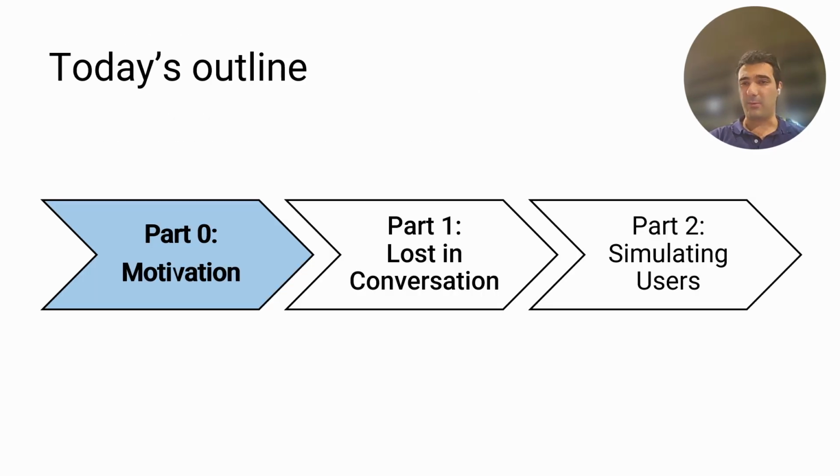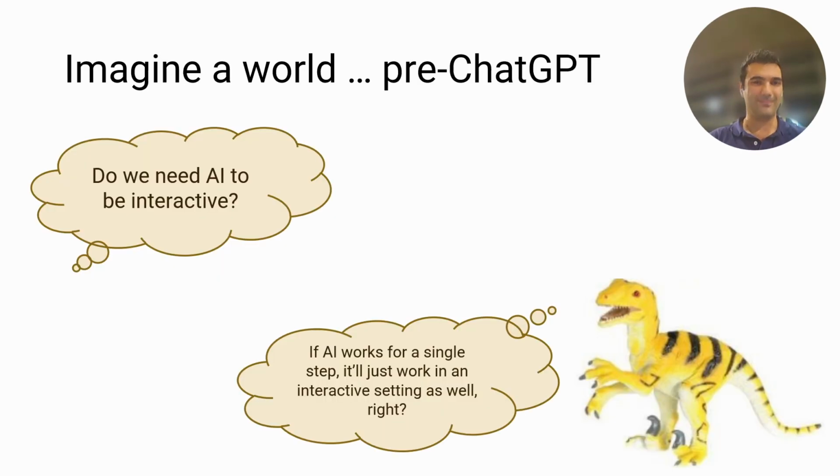Let me first start with a brief motivation for the work, and then we'll get into it. So I want you for a second to imagine that we live in a world pre-ChatGPT. Put a dinosaur there because it might feel like for some of you who are new to NLP that this is a long time ago, and I know some PhD students haven't lived in the pre-ChatGPT era, but it's not so long ago for us who have been in the field a little longer.